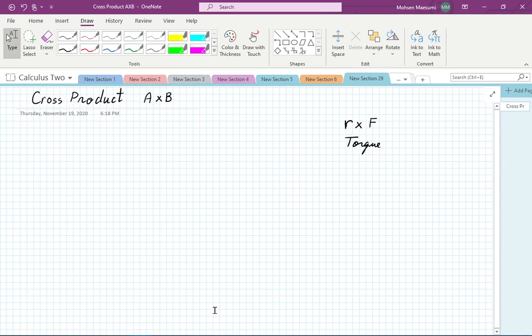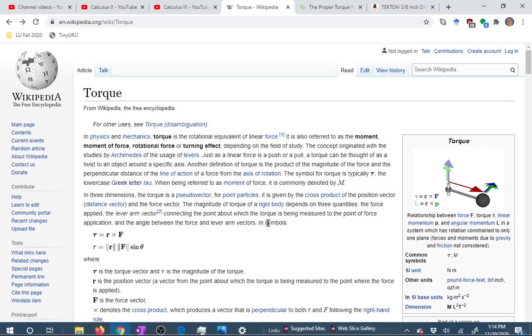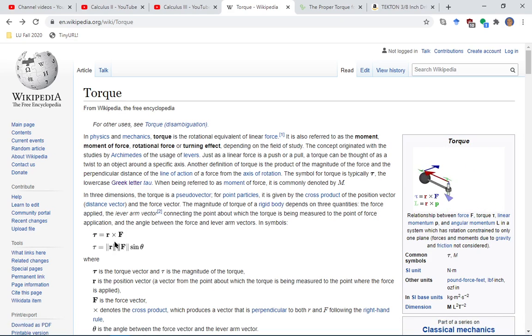Let me just take you to some places on the internet to see where this topic shows up, and then we go back to the mathematical properties of this operation. So of course, this concept of torque, you see radius or distance times the force. Typically when you have a force applied on an instrument which is attached to an axis or a location, and you are applying it in a certain rotational motion, you're dealing with the concept of torque.